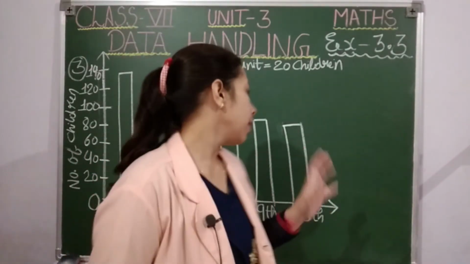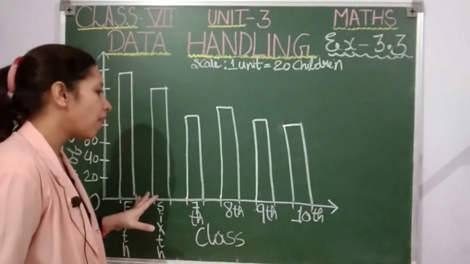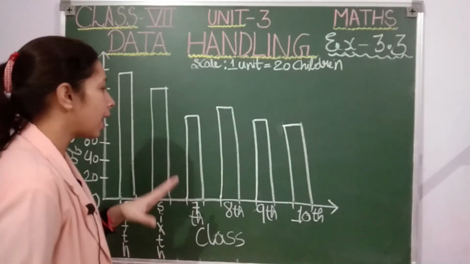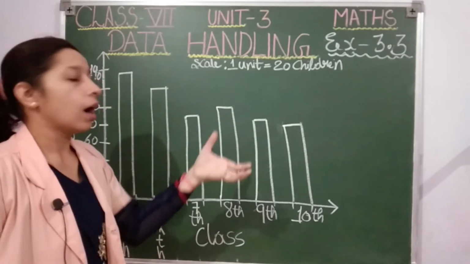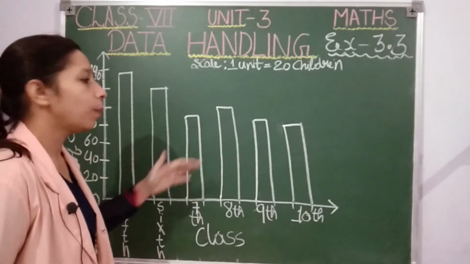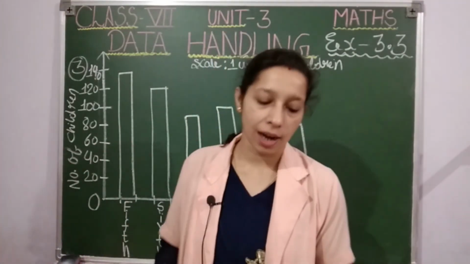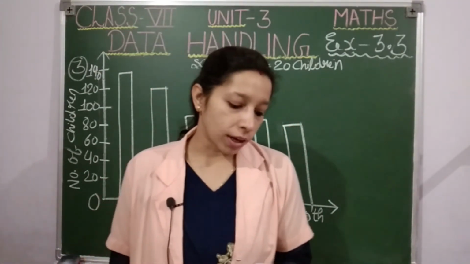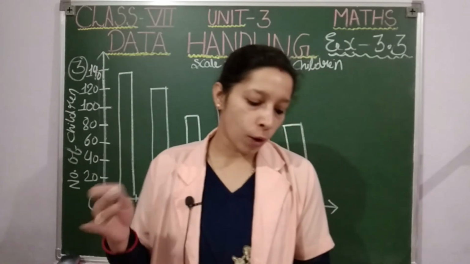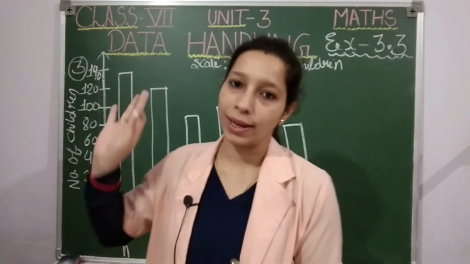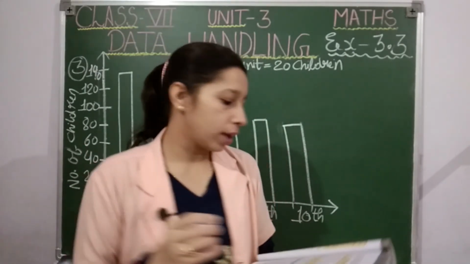Understood students? You see, I have made this graph without using a ruler and pencil, but you will use a ruler and pencil and your bars should be of equal width. Okay, the width should be uniform and it should be correct. Clear students? If you want you can shade the graph. Okay, first point, point A, how would you choose a scale? We have taken 1 unit equals 20 children. Point B, answer the following questions.